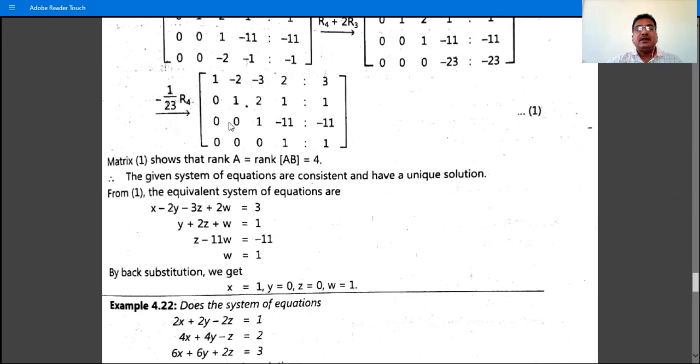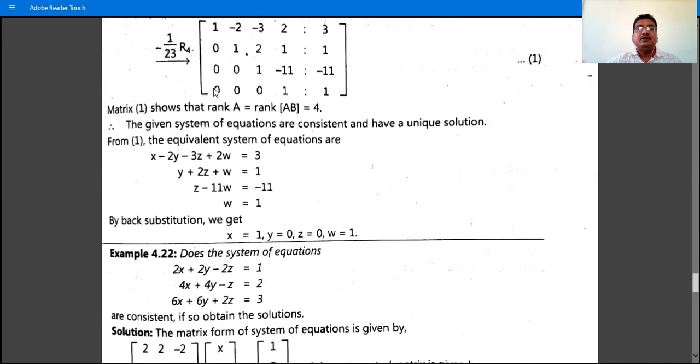The next equation is what? 0 into x is 0, 0 into y is 0, 1 into z is z, minus 11w is equal to minus 11. And the last equation is what? 0 into x is 0, 0 into y is 0, 0 into z is 0, and 1 into w is equal to 1. So we have the four equations.